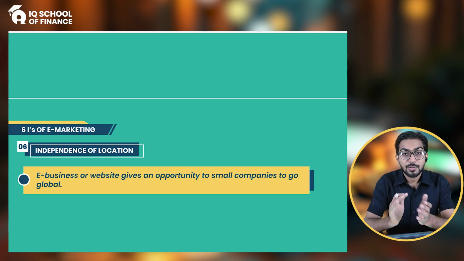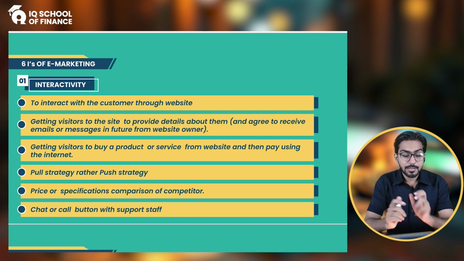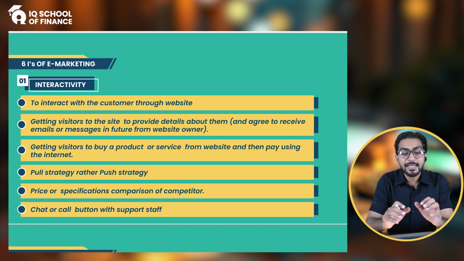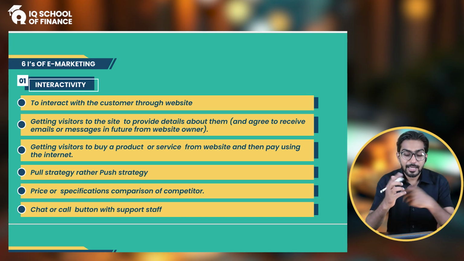All right. So now let's start and debrief, analyze and understand each of them one by one. So the first I talks about interactivity. It says that e-marketing has the element of interactivity in it as compared to traditional marketing. How, sir? Give us some explanation and some examples. No worries. Let me explain it.